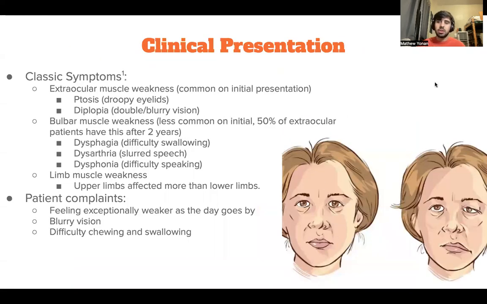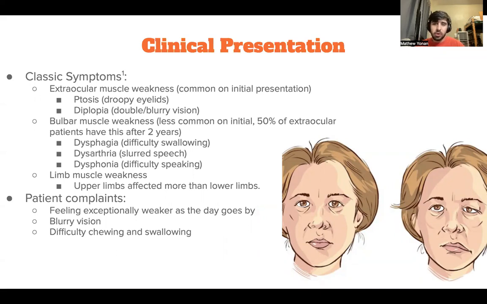As far as the clinical presentation goes, there are some classical symptoms and patient complaints that come with that. The classic symptoms include extraocular muscle weakness, which is common on initial presentation, with about 85% of patients experiencing this. And that comes with ptosis, which is droopy eyelids, as you can see in the picture on the bottom right. You can see the lady.